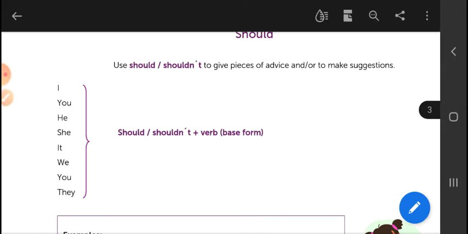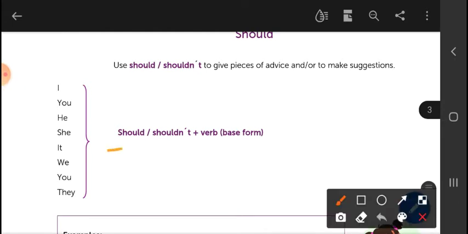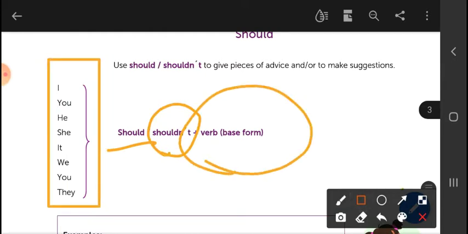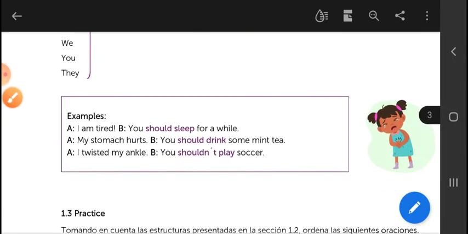Yes? Y es principalmente esa forma en como ofreces sugerencias. Yes? That's basically how you make suggestions or give pieces of advice. You say should or shouldn't y luego el verbo que quieras decir. Yes? Remember que antes tienes que poner el pronouns. Okay? Now let's see some examples.